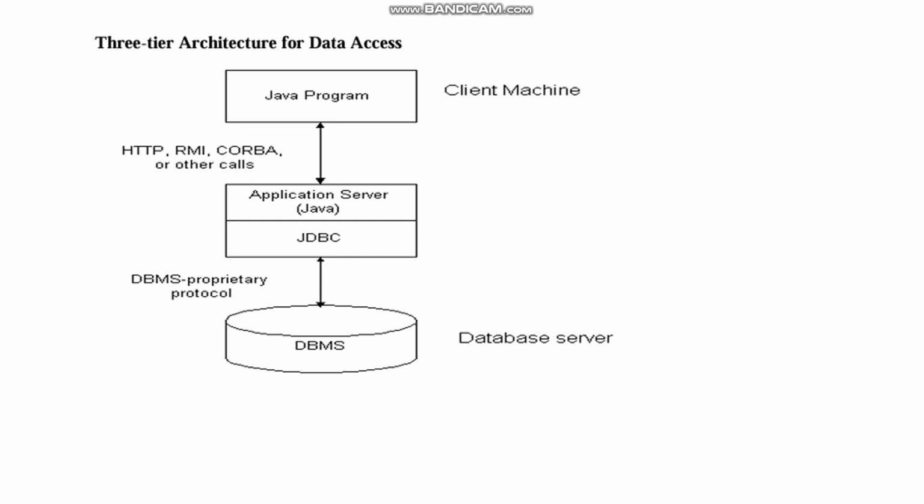In this case, whenever the Java program is adding code in HTML, we use HTTP. Mostly HTML, or HTML and XML codes, can use HTTP here, the Hypertext Transfer Protocol. Some others require RMI, CORBA, or other calls. The Java program can communicate with the application server by using any one of these, whether HTTP, RMI, CORBA, or other calls. The application server uses JDBC and is connected with the DBMS here.